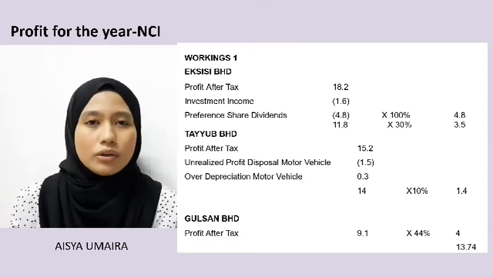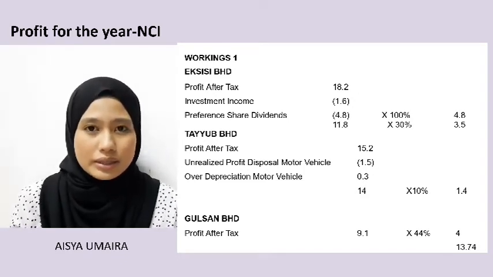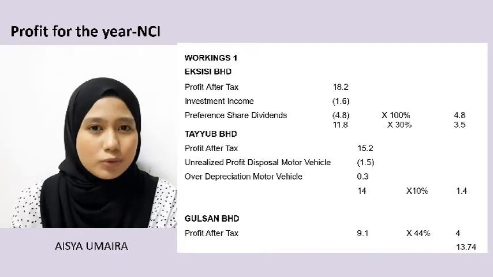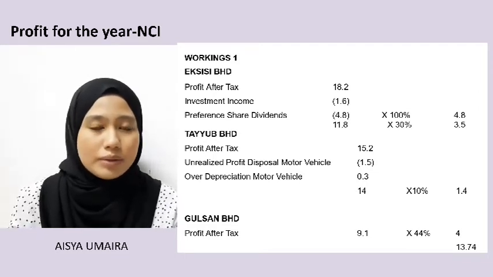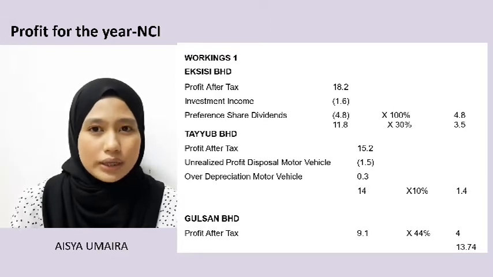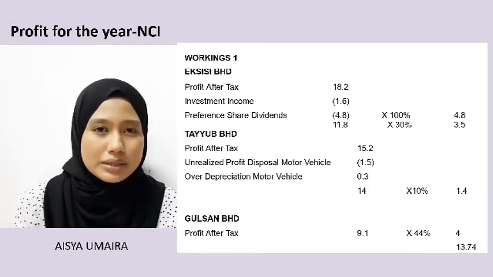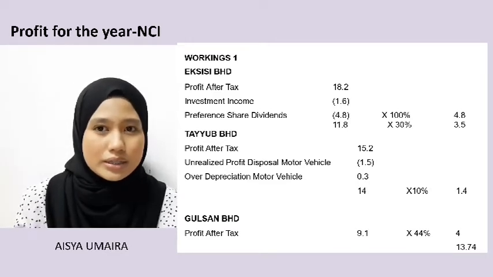In working 1, we calculate the profit for the year for the NCI in XCC Berhad. The profit after tax is reduced by the investment income in Bursa Berhad and by the preference share dividends, all of which go to the NCI, and the total of 11.8 million is multiplied by the 30% NCI shareholding in XCC Berhad.